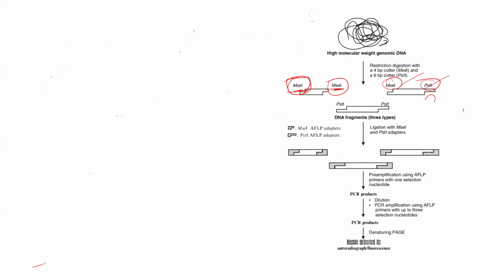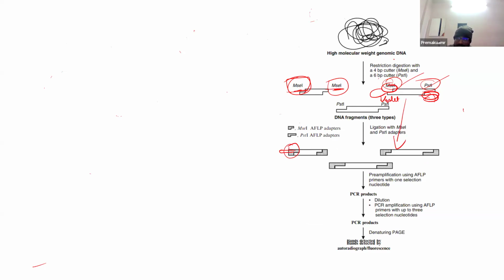Sir, we will use two primers which are exactly complementary in base pair length to the MseI and PstI adapters. Yes, this adapter is complementary. First we design the adapter in such a way that it goes and binds to this restriction enzyme site. After that we design the primer for this, with the same base pair length and selection nucleotides. Then they will amplify this. Understood now?